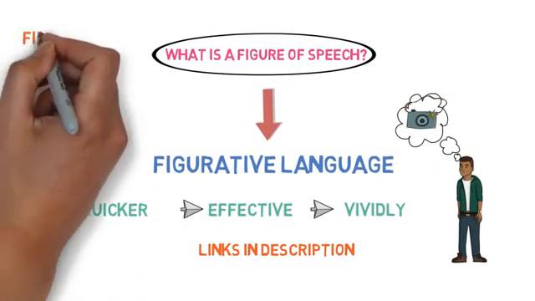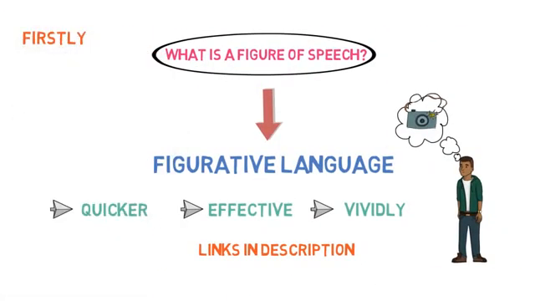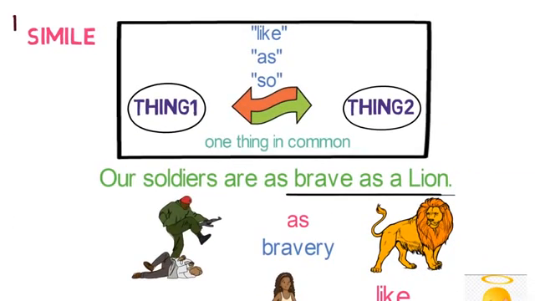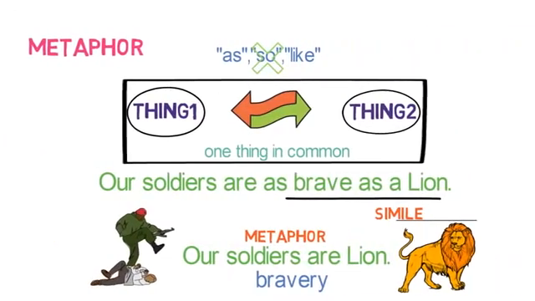Let's quickly revise what we learned in this lesson. Firstly, we learned what a figure of speech is. A figure of speech is figurative language, that is, language which is used to draw a picture mentally to convey a message or idea much quicker, more effectively and vividly. Then we discussed the 7 types of figures of speech. First one was simile. A simile is a figure of speech that uses comparison between two unlike things, done using like, as or so. These things must have one thing in common.